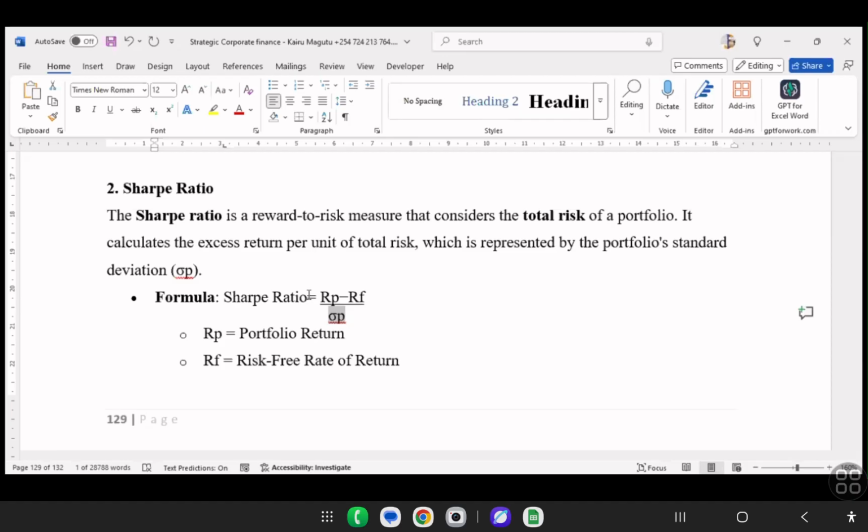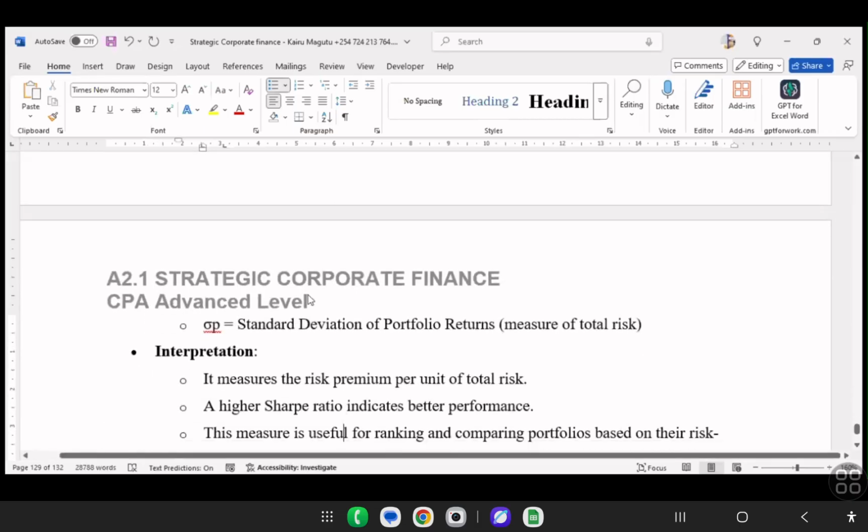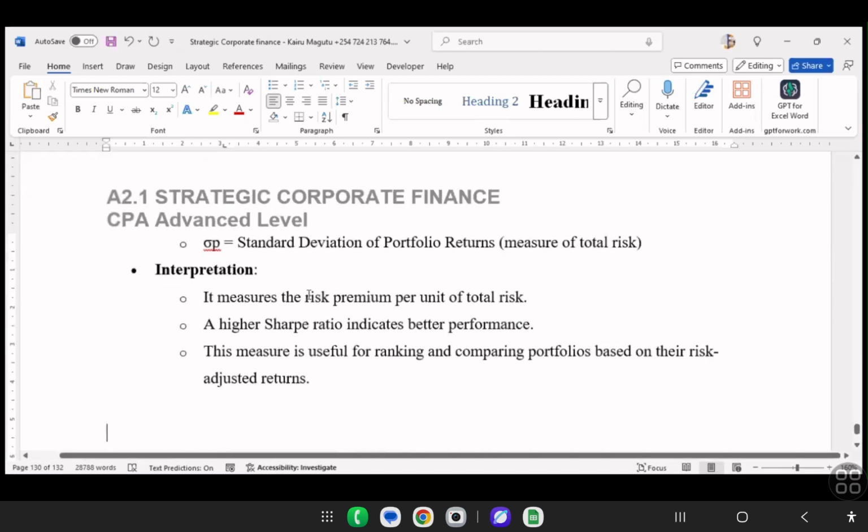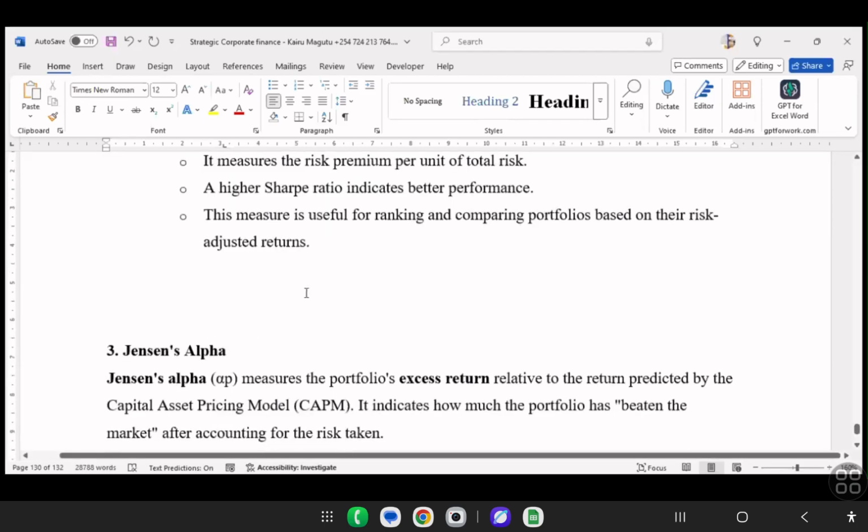The formula is Sharpe's ratio is equal to the return of the portfolio minus the risk-free rate, like the Treynor, but you divide by the standard deviation of the portfolio. RP is the portfolio return, RF is the risk-free rate. Then the standard deviation of the portfolio return is a measure of the risk. Note they are similar, the difference is the risk. Interpretation is equally the same. It measures the risk premium per unit of total risk. A higher Sharpe's ratio indicates better performance. This measure is useful for ranking and comparing portfolios based on the risk-adjusted return.